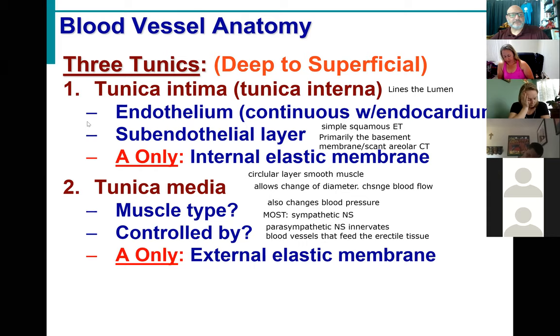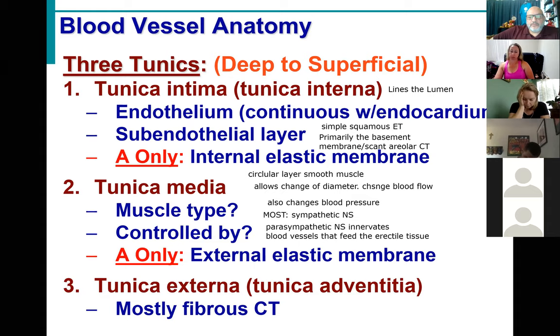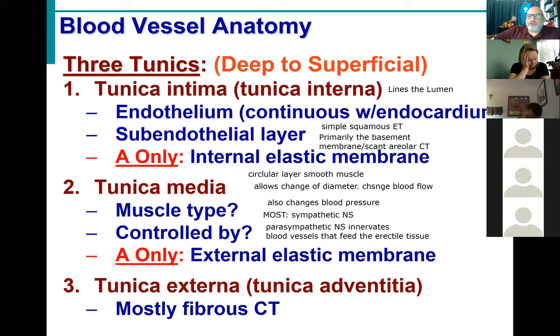Lastly, we have the tunica externa, or what can also be referred to as the tunica adventitia. We'll talk about those terms in a little more detail when we get to the digestive system and make more sense of them. So for right now, we can just use those terms interchangeably. This tunica externa is primarily a fibrous connective tissue. The internal and external elastic membranes are only in the arteries. So, tunica externa is mostly a fibrous connective tissue. What's the point in that? Just to hold it all together? Yeah, absolutely. Provide some structure and some support.